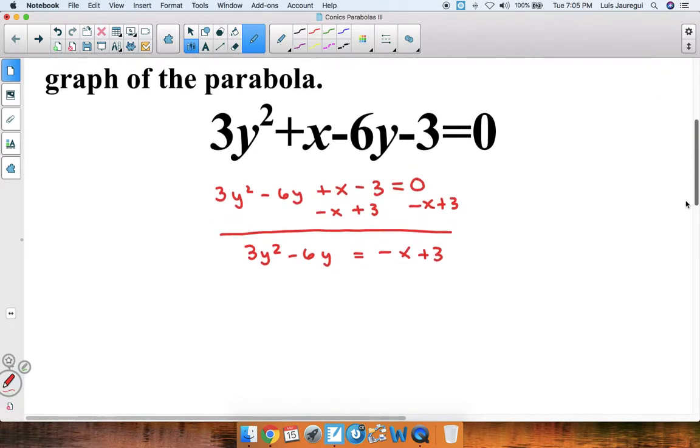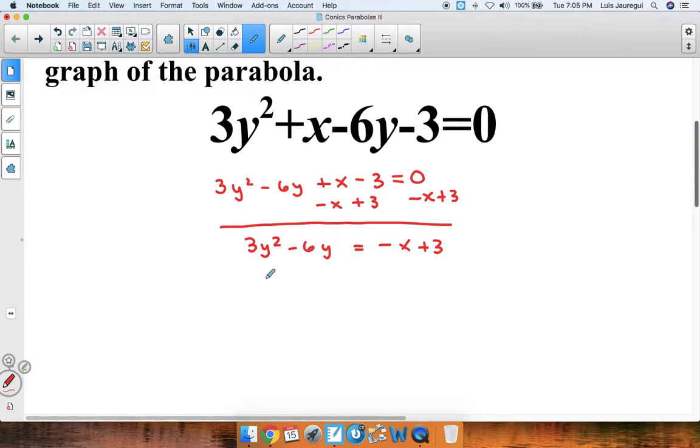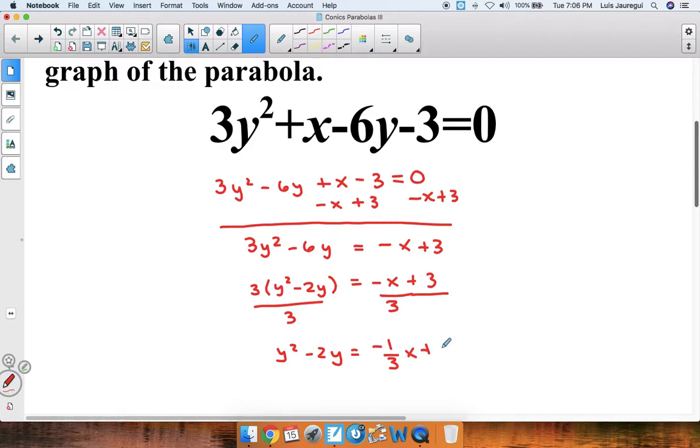Now notice that on the left hand side, we can factor out a 3. So let's go ahead and do that. So this now becomes 3 times y squared minus 2y is equal to negative x plus 3. So the next thing is to divide both sides by 3. Doing so will give us the equation y squared minus 2y is equal to negative 1/3 of x plus 3/3, which is equal to 1.